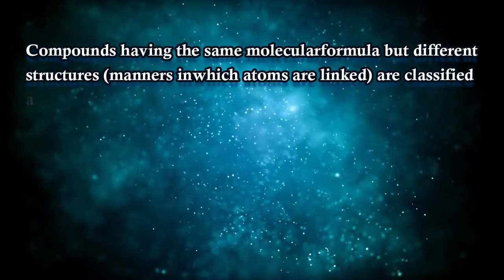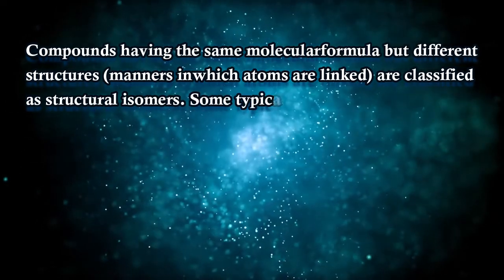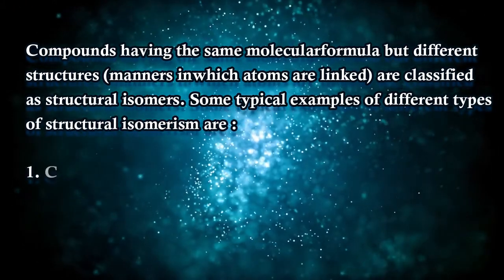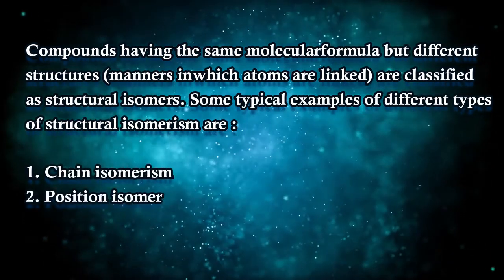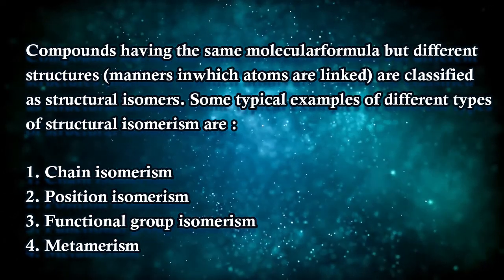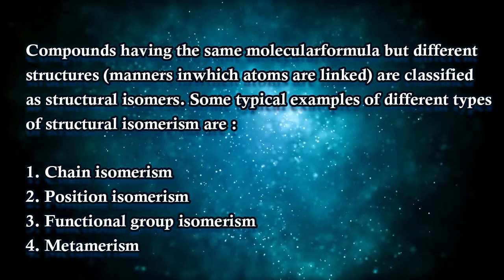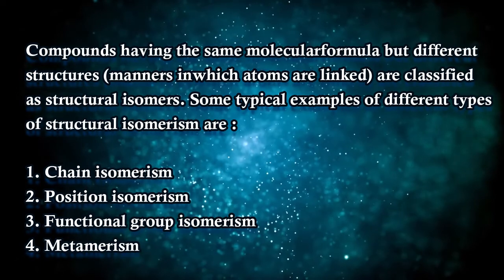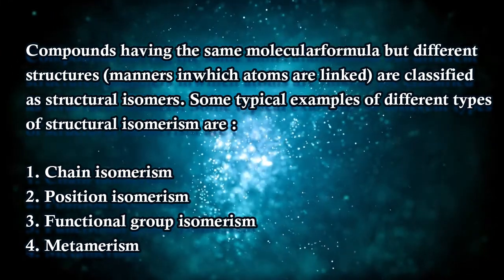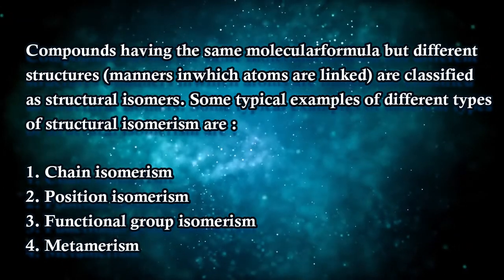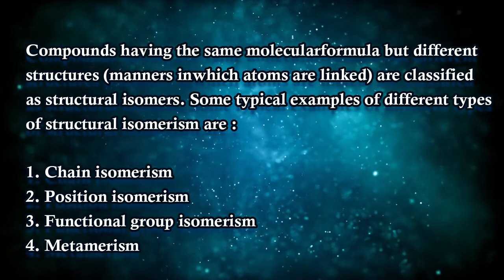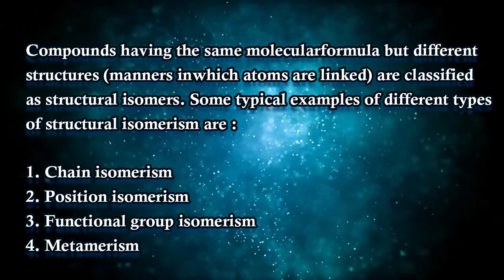Basically, if we go into details, there are four different types of structural isomers. One is chain, another is position, the third one is functional group, and the fourth one is metamerism. Now if you remember in inorganic chemistry, in the coordination compounds chapter last year, we saw four different types of structural isomers: linkage isomer, coordination isomer, ionization isomer, and hydration isomer. But here, inside structural isomerism, there are only four different categories: chain isomerism, position isomerism, functional group isomerism, and last but not least, metamerism. Now let us discuss chain isomers.